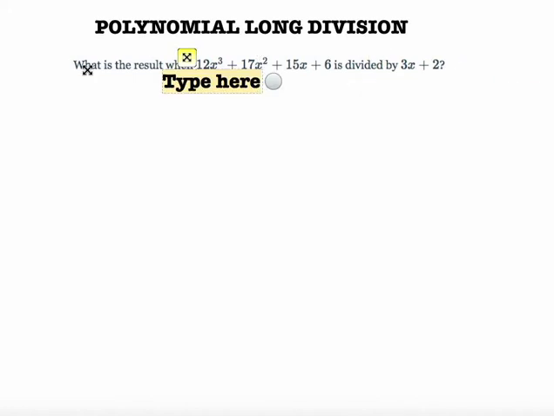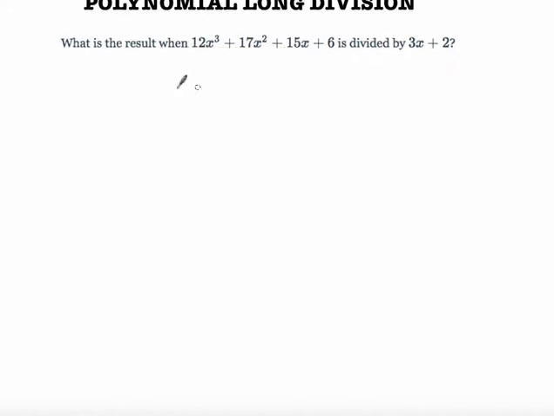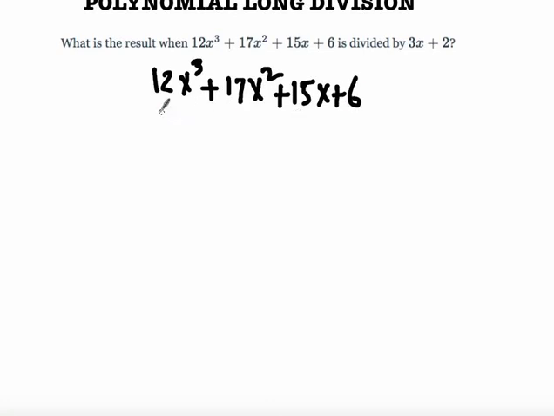We have a polynomial and we are dividing it by 3x plus 2. Set it up. What we're going to do is take this polynomial, 12x cubed plus 17x squared plus 15x plus 6, and divide it by 3x plus 2. So I'm taking this and dividing it by this.